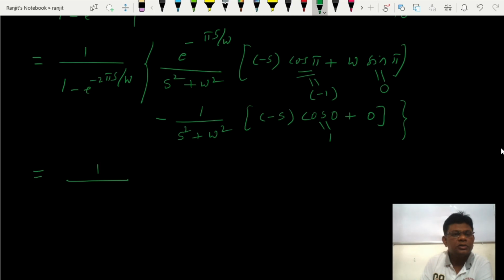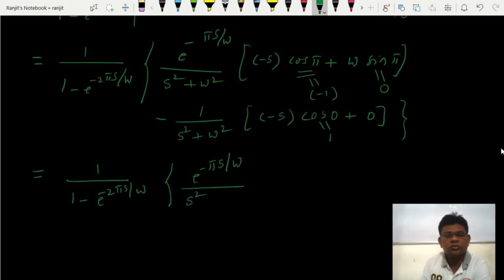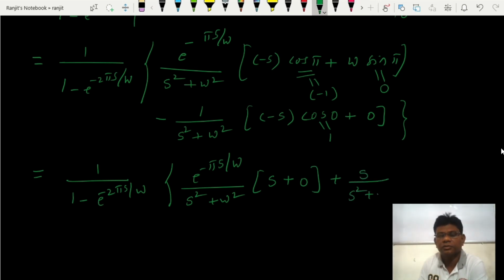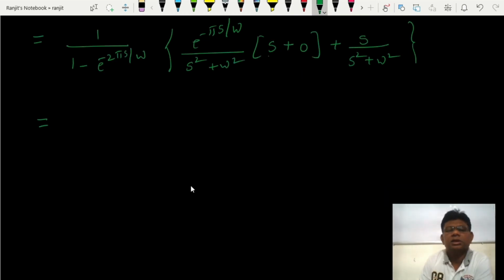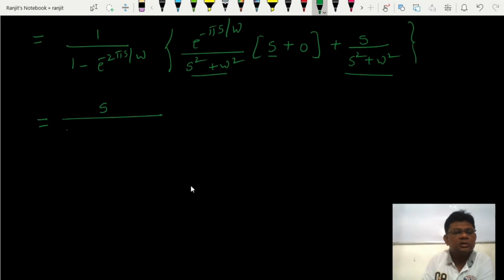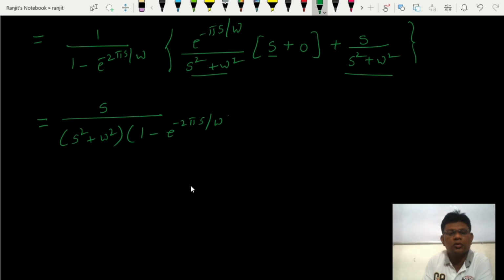This is equal to 1 upon 1 minus e to the power minus 2 pi s upon omega, times e to the power minus pi s upon omega upon s square plus omega square. And this is plus s because cos pi is minus 1, minus s times minus 1, the answer is plus s, plus 0. Now this cos 0 is 1, minus minus is plus, plus s, s upon s square plus omega square. Now here s upon s square plus omega square is the common term. Therefore, the answer is s upon s square plus omega square times 1 minus e to the power minus 2 pi s upon omega.